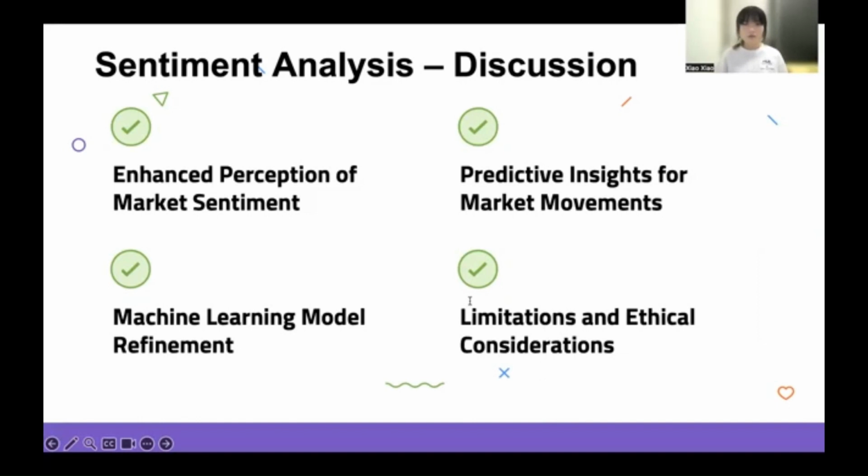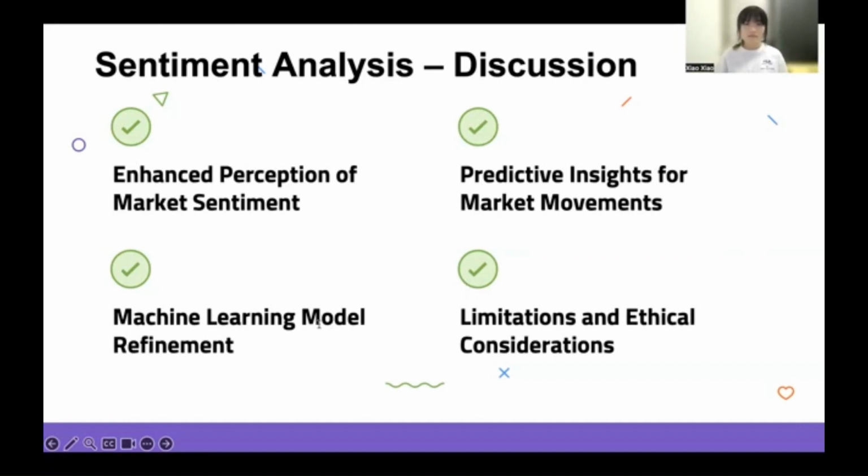Our LSTM model provides a layered understanding of market sentiment, enabling institutions to finely tune into the pulse of investor emotions and emerging market trends. The second is predictive insights for market movements. Leveraging sentiment analysis as a predictive tool, our ML framework offers early indicators of market shifts, empowering traders to strategically position themselves ahead of the curve.